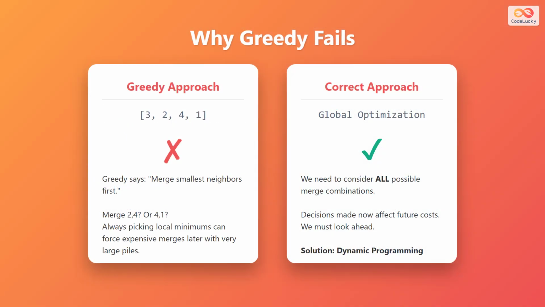You might be tempted to just merge the smallest available piles every time. This greedy approach fails. Merging small piles now might create a large pile in a bad position that forces an expensive merge later. Because local decisions affect future costs, we need to explore all possibilities using dynamic programming.